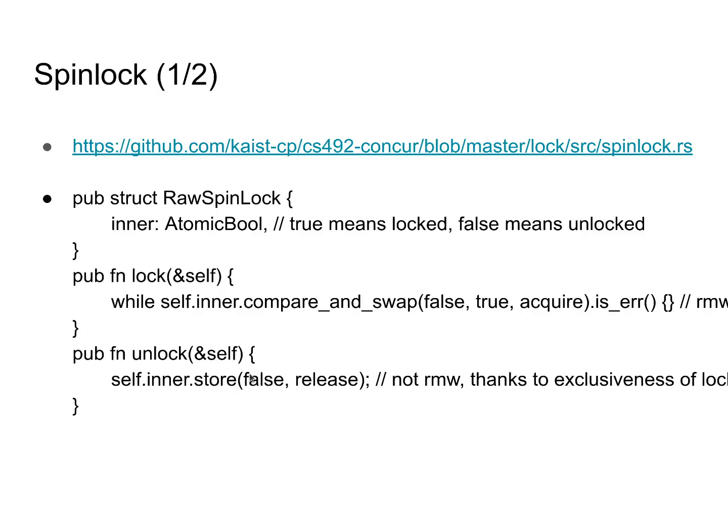And this store can help the other threads to acquire the lock, because they are waiting for the value to be false, and false is replaced with true. After this thread stores the false value to the inner variable, the other threads can replace the false value with true. This is the reason why the unlock function can be implemented as store false.